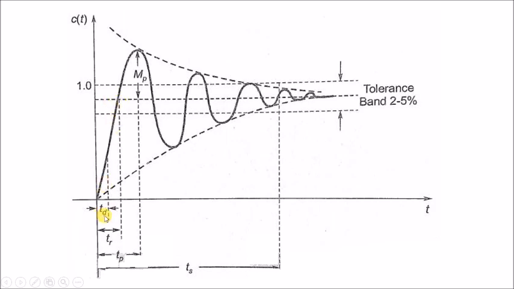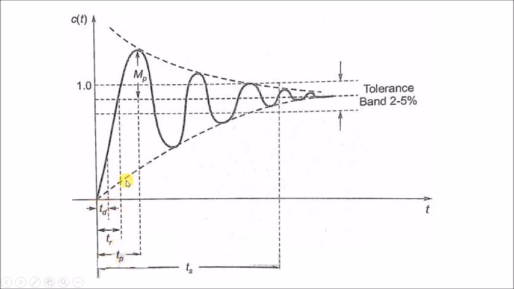Similarly, what is TD? TD is the delay time. Delay time means the time taken for the system to reach 50% of the final value. So this is the final value, this is 50% of the final value, right? So this is the time. This is called delay time.